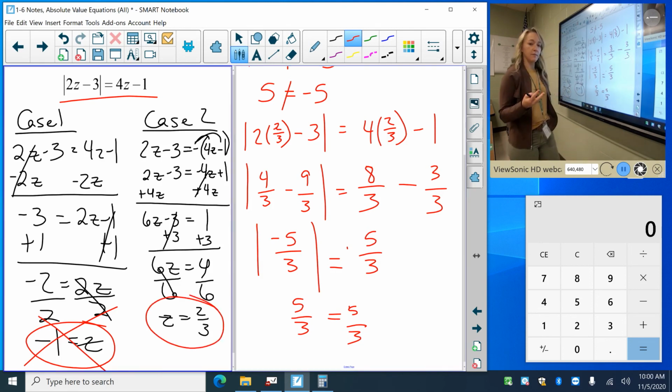So if I were putting it into Math Excel, that number right here is the only one that I would put in. Okay? And on your worksheet, you would only have one. Go ahead and do 1-6 worksheet 1.